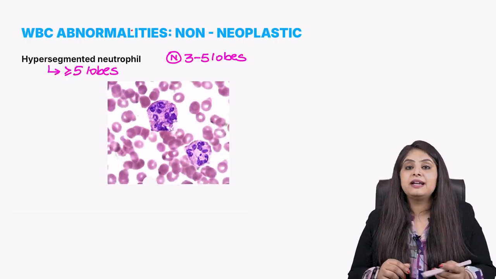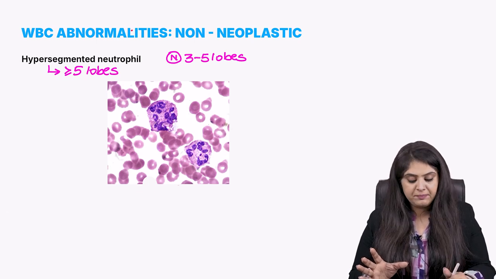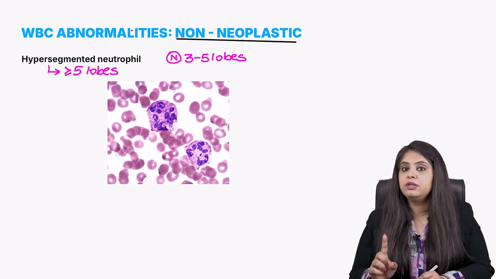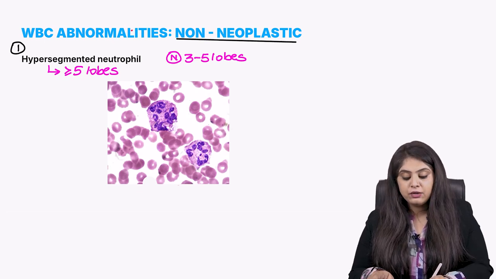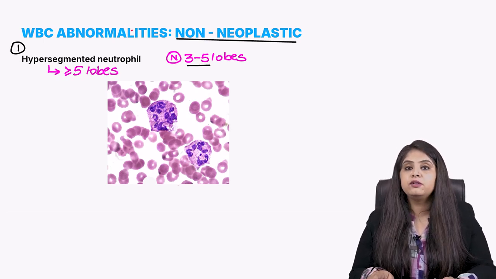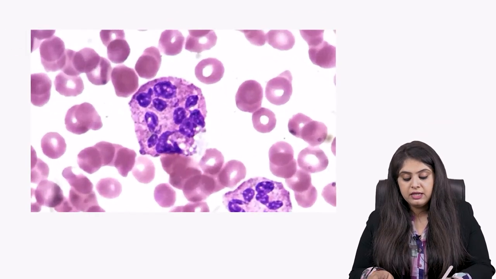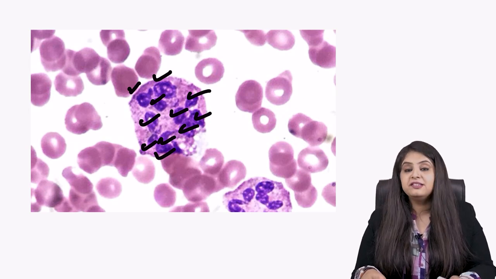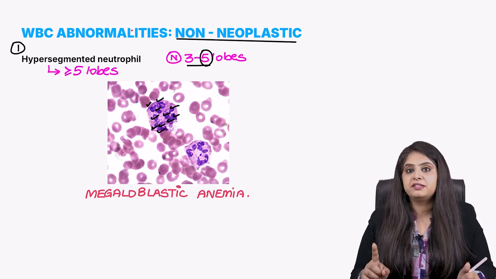I want to take exactly 5 minutes and finish off some non-cancerous things that can come up in the exam. The first one is the non-neoplastic, meaning no leukemia I'm talking about here. The first one is hypersegmented neutrophils. I told you normal neutrophils have 3 to 5 lobes, but if they have more than or equal to 5 lobes, like over here, I can count 1, 2, 3, 4, 5, 6, 7, 8, 9, 10, 11, so many of them. So these are known as hypersegmented neutrophils, which I taught you in a case of megaloblastic anemia.